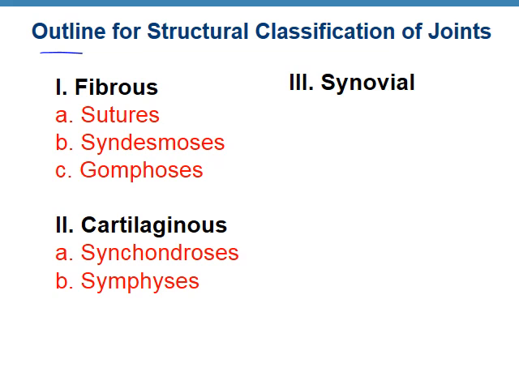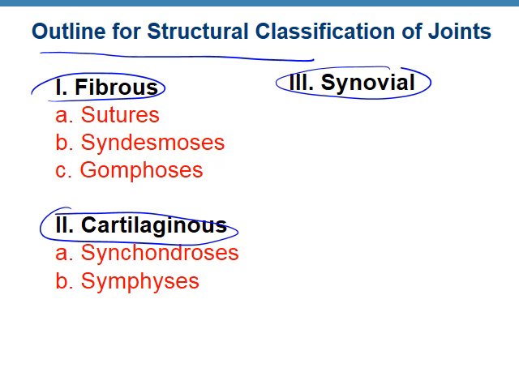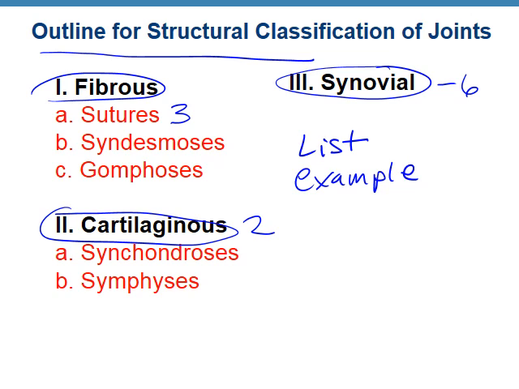Just in case we're getting lost, here's an outline. We're filling it in. So the major types are fibrous, cartilaginous, and synovial. There are three subtypes of fibrous: sutures, syndesmoses, gomphoses. And then there are two cartilaginous: synchondrosis and symphyses. And then we're going to see 6 different synovial joints. I would make sure for each of these you can list an example, and you can also talk about the immovability or slight movement, right? So far, list with example and with movement.